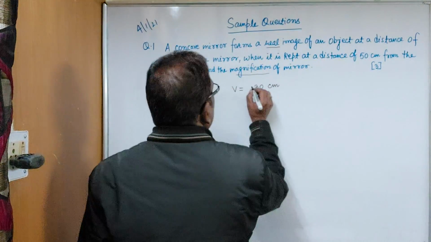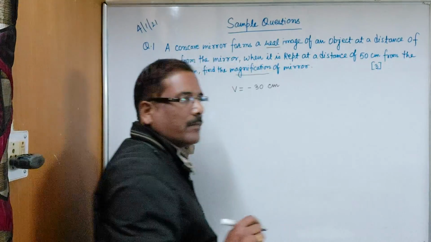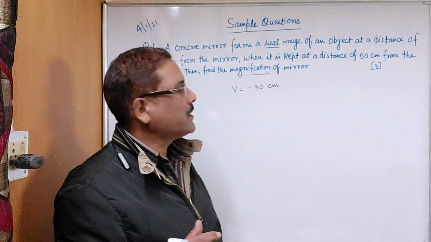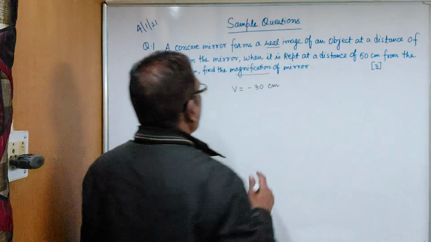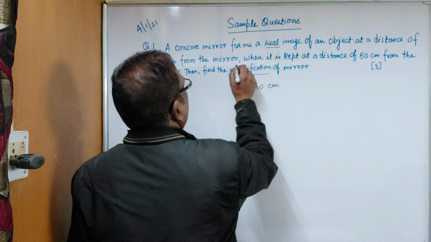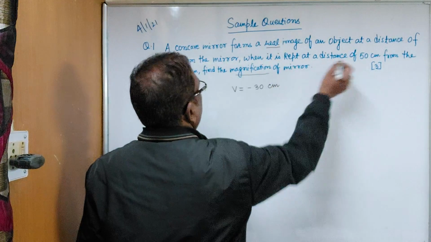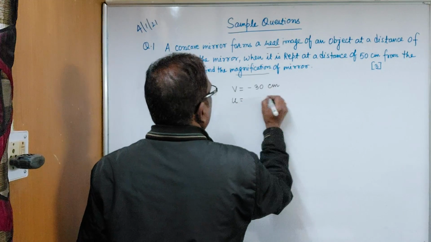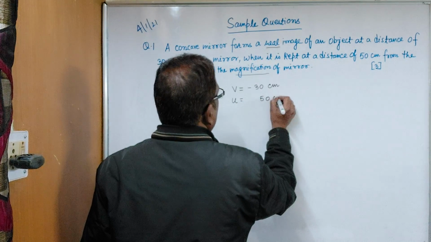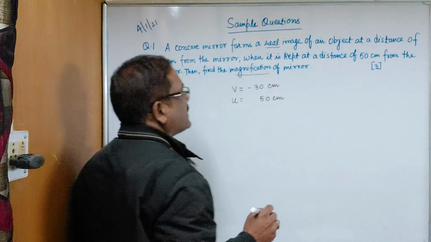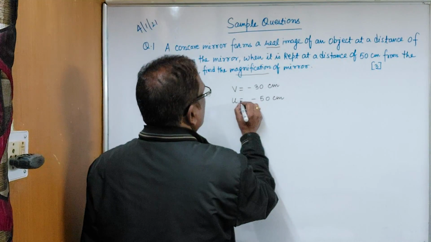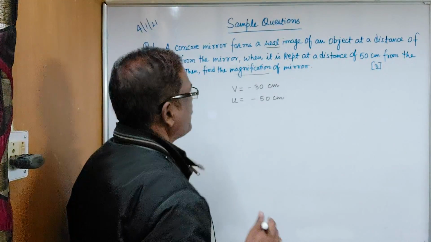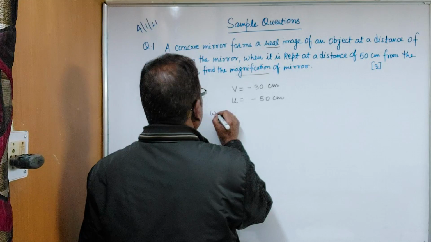So V is minus 30 because all the distances which are towards left of the pole are taken to be negative. Now from the mirror, when it is kept at a distance of 50 centimeter, it means when we kept the object at a distance of 50 centimeter. So object distance is always negative because it is towards left of the pole. So it is minus 50, and what you have to calculate?